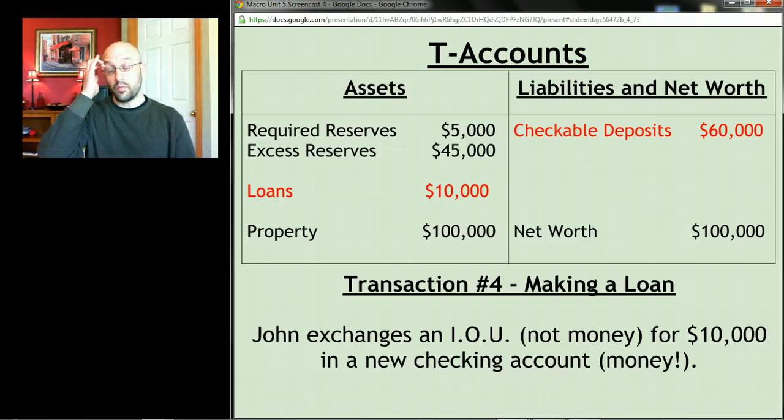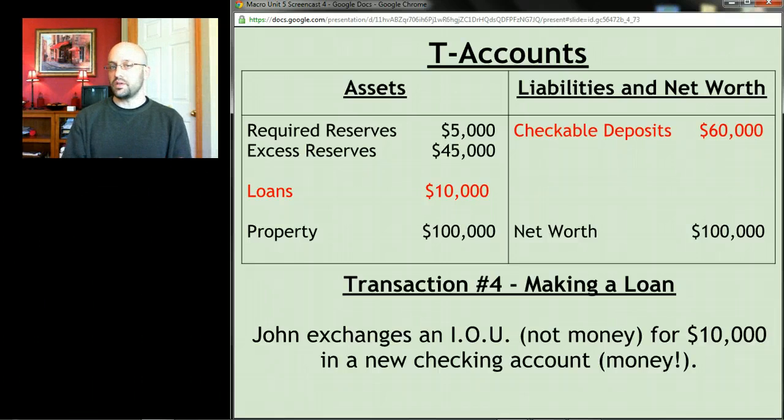We haven't defined M1 money as IOUs. So the bank takes that IOU, they call it a loan, and they stick it in the vault with the rest of the stuff. And in exchange for that, what they do is open up a checking account for John and deposit $10,000 in that checking account. How do they do that? They walk over to a computer, they type in the word John, $10,000.